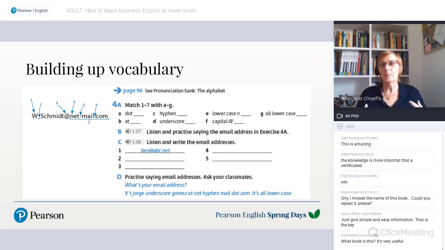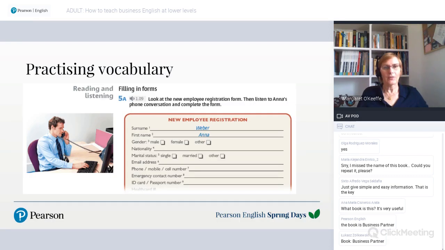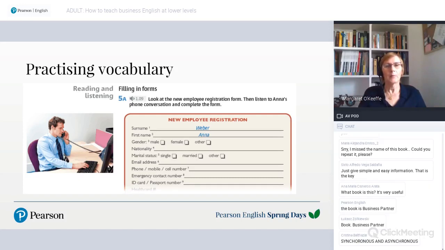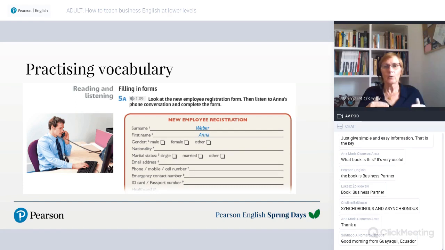And I find that some of my keenest students will actually go to the materials before the class and have done some of this already, which I think is actually great practice. Let's have a look at how we're going to carry on practicing in this lesson. So this is all the same lesson about filling in forms, personal details. And we're going to exercise 5 now, and it's a new context, but it's the same personal details, but now it's listening and reading a new employee registration form and completing the details.